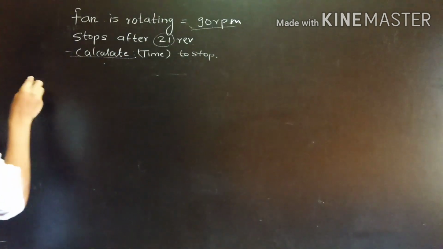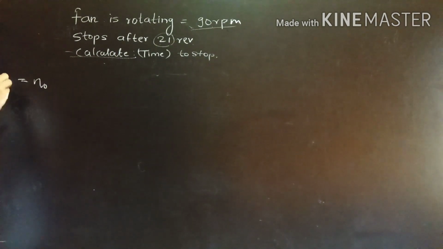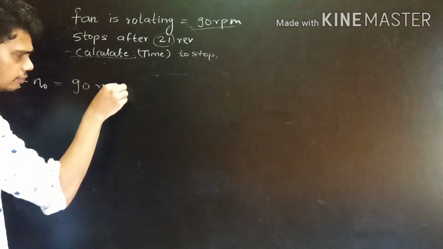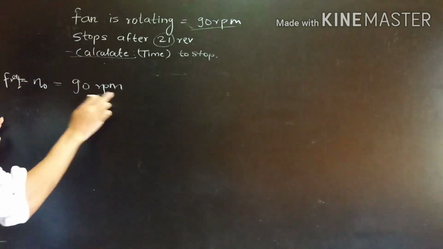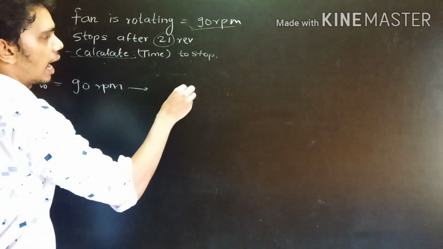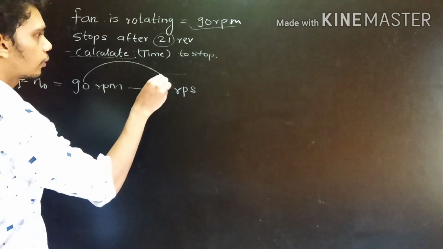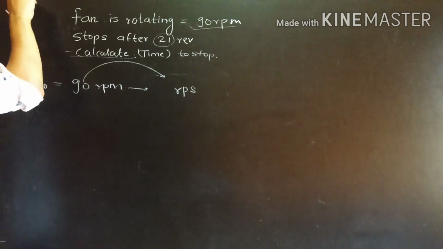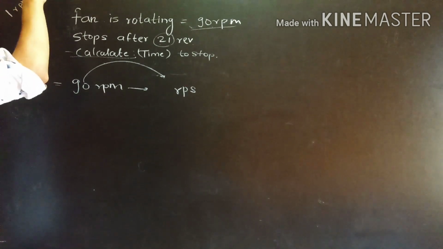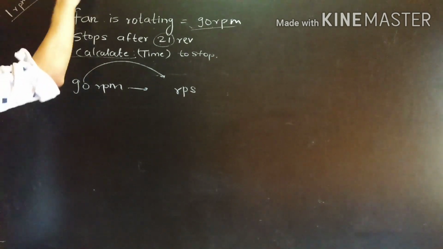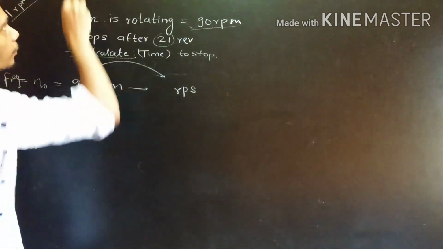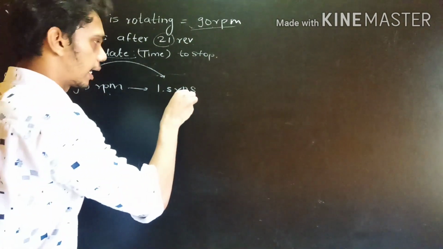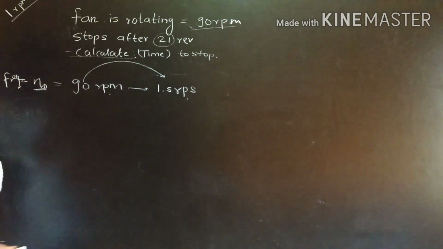When we talk about n0, that is nothing but the frequency, given here as 90 rpm. We are not going to use rpm here. We have to convert it into RPS. So how do we convert it into RPS? We should know the factor: 1 revolution per minute is equal to 0.016 revolutions per second. So we multiply 90 by this, and we get 1.5. So we have converted from RPM to RPS, and now we have n0 with us.